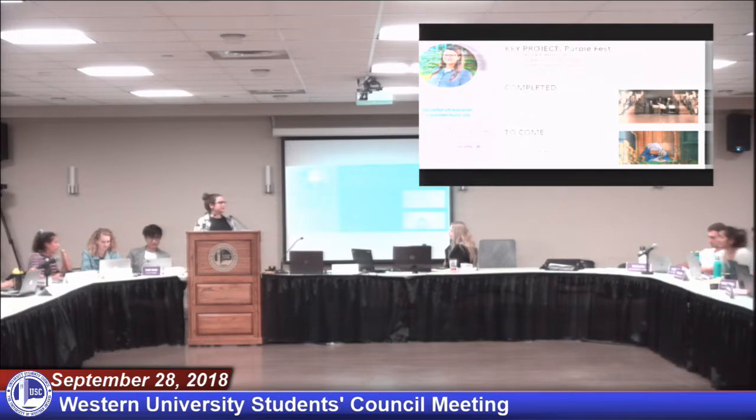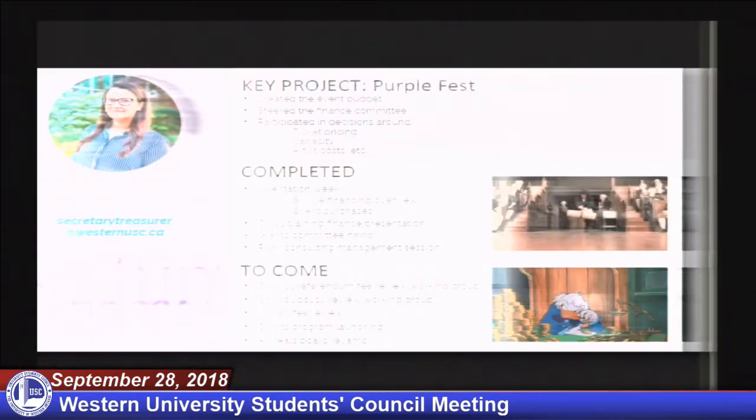Anyway, the key project being Purple Fest, so I created the event budget. I steered the finance committee that made decisions basically around ticket pricing, artist cost, capacity, all those fun financial decisions that are now executed. Great.